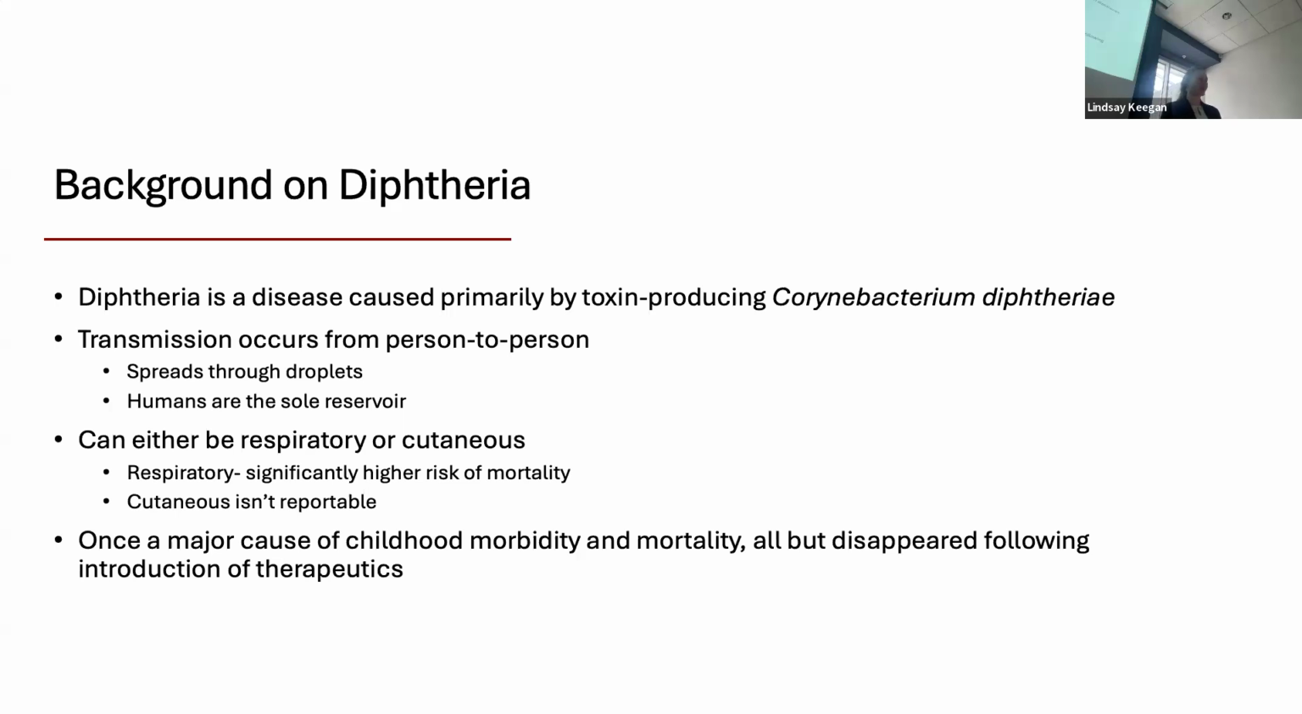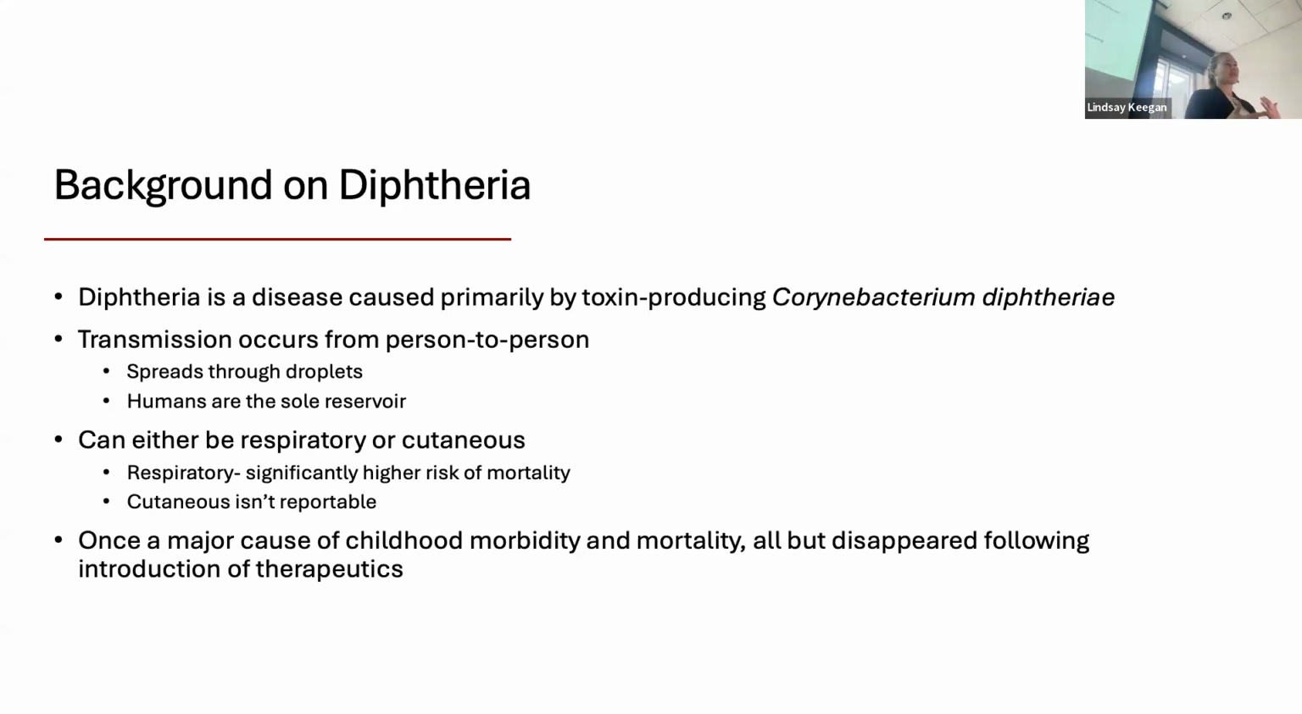by toxin-producing Corynebacteria diphtheriae. Transmission occurs person to person. It spreads through droplets, and humans are the only reservoir. It can either be respiratory or cutaneous. Respiratory has a significantly higher risk of mortality. It forms basically a plaque in the back of your throat that releases and strangles you from the inside. Diphtheria used to be known as the strangling angel.